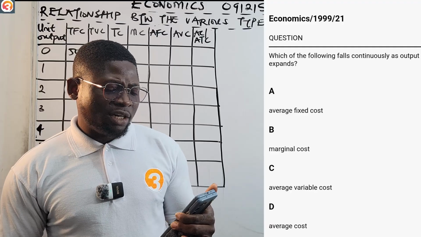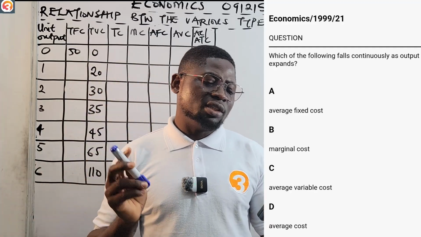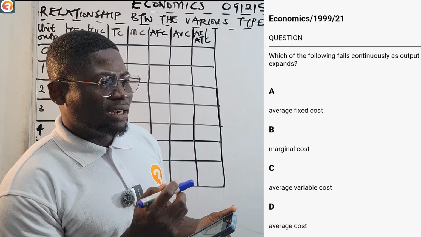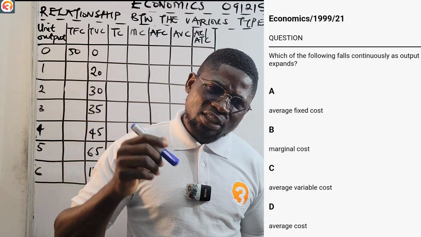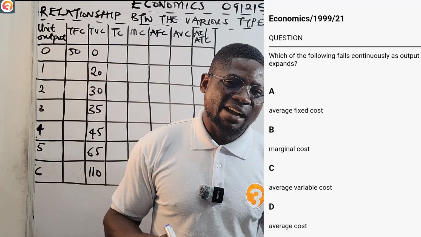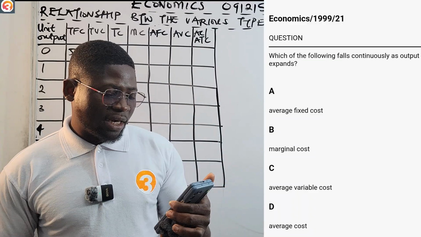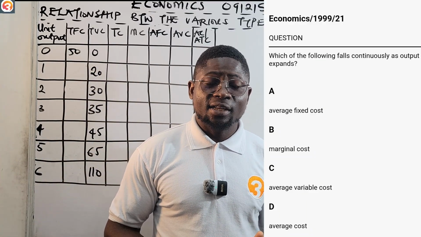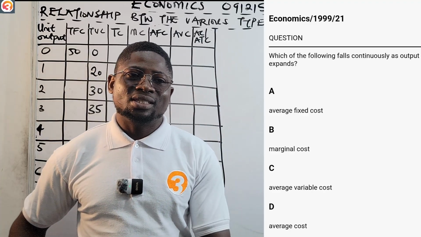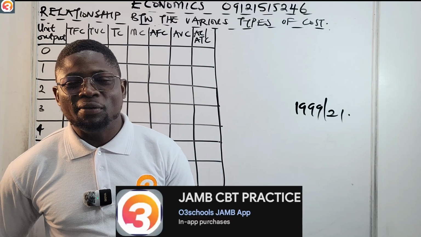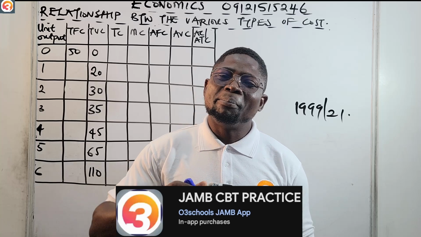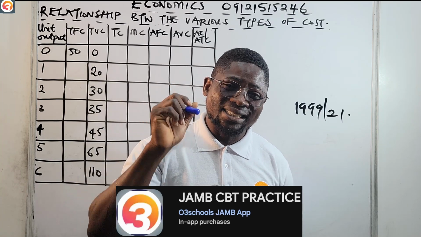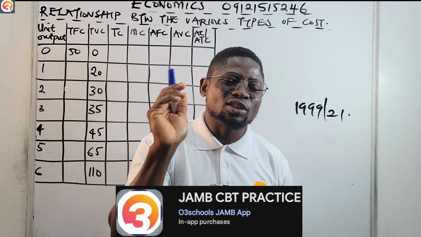This 1999 number 21 says, which of the following falls continuously as output expands? So as output is expanding, it continues to fall. A says the average fixed cost, B says the marginal cost, C says the average variable cost, D says the average cost. These and many more questions are what we are going to see at the end of the class and not before, because at O3 Schools, we pride ourselves in giving you value first. Let us teach you, then you understand, then answering questions will be the least of your problems.